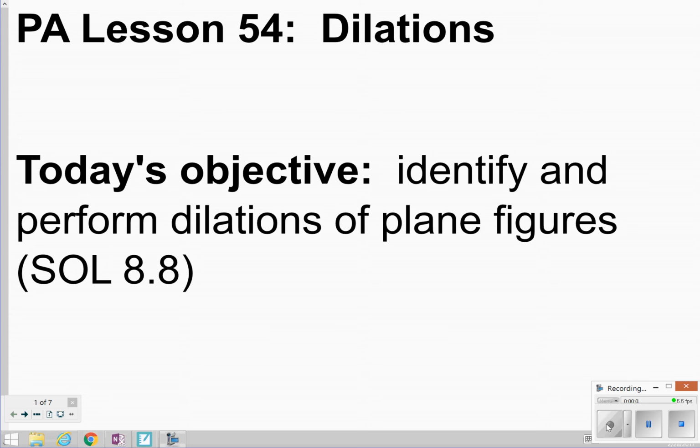Hi. So today we're going to talk about dilations. We're going to talk about how to identify and perform dilations of different plane figures on a coordinate plane. Let's go ahead and get started.